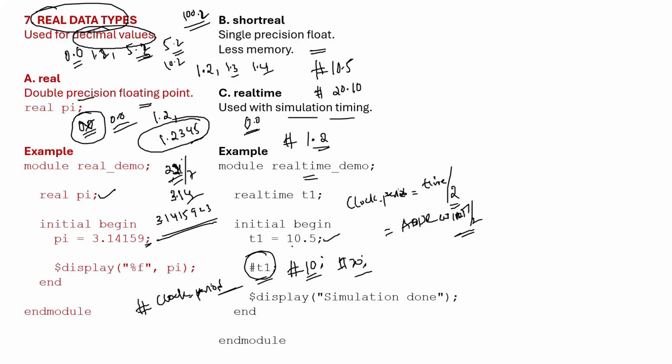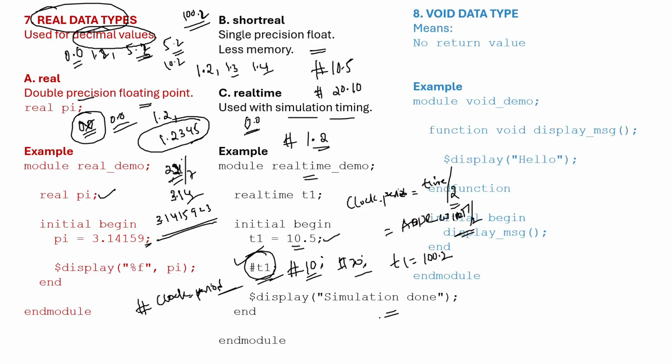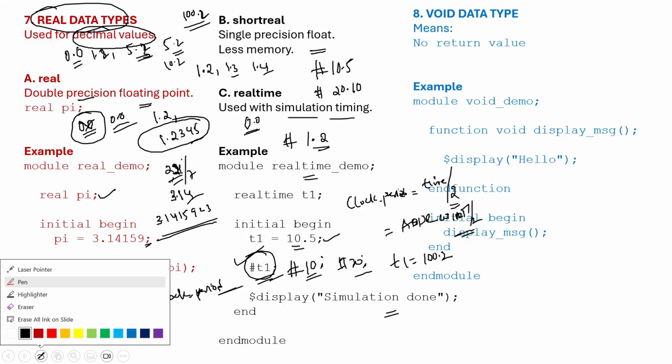See here, you can change the time value t1, and this timestamp also changes. If you use t1 equal to 100.2, then your delay will also change. Then the current simulation time will be displayed by using this realtime. It can store point values also, precision values also.